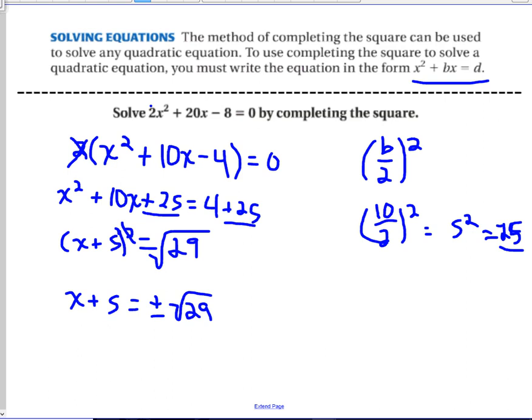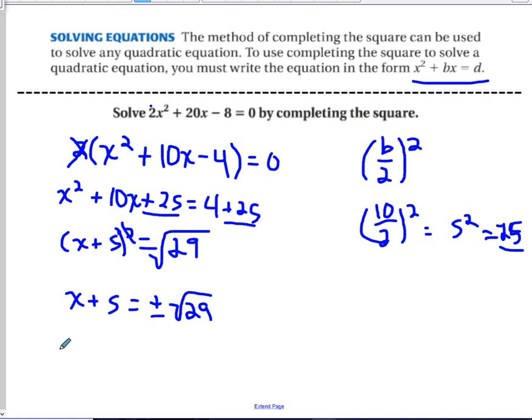And at this point, I just want to get my x by itself, and I can actually create two different equations. I can create one where I'm adding the square root of 29, or I can create one where I'm subtracting the square root of 29, okay?